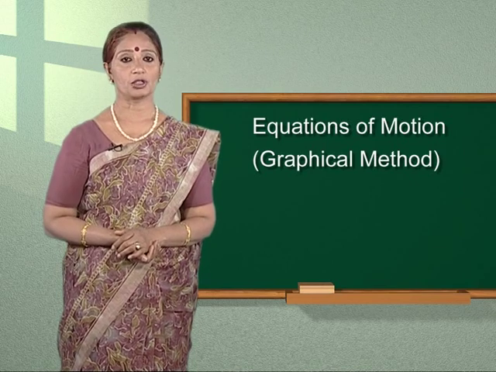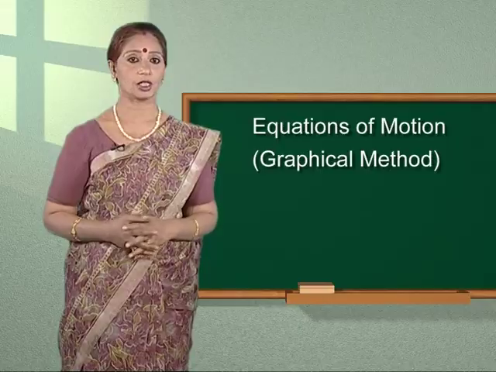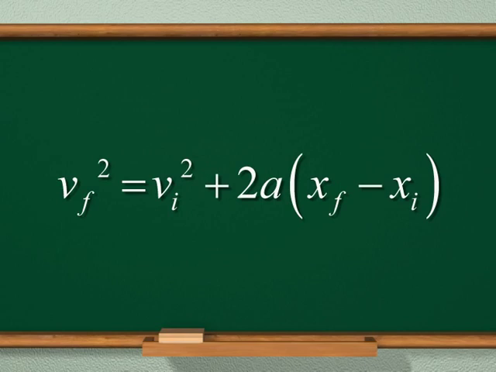Final equation of motion is the relation between the velocity and position. This is Vf square equal to Vi square plus twice of a into (xf minus xi). This expression allows us to relate the velocity at one position to the velocity at another position without knowing how much time is involved.